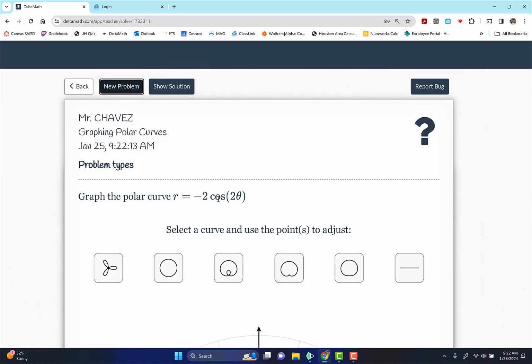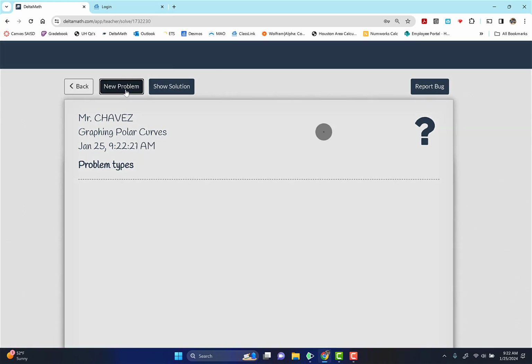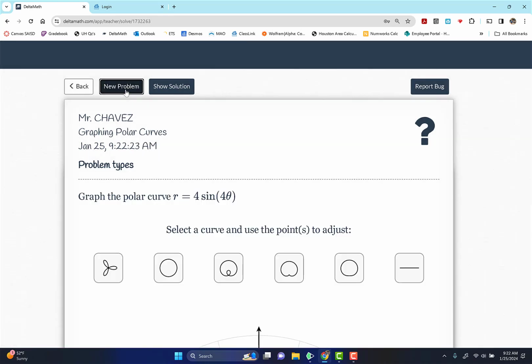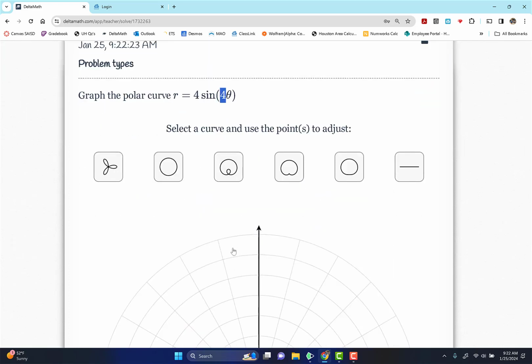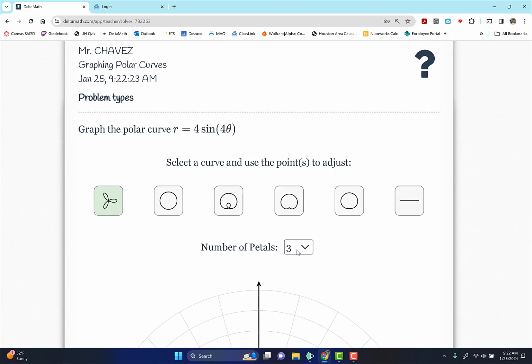Look, another pedal, but I want a sine this time. Hold on, I want a sine. Come on, give me a pedal with sine. Okay, here's the pedal with sine. That's a 4. So how many pedals do I have? 8. So I'm gonna click pedal. I'm gonna put 8. All right, now what?